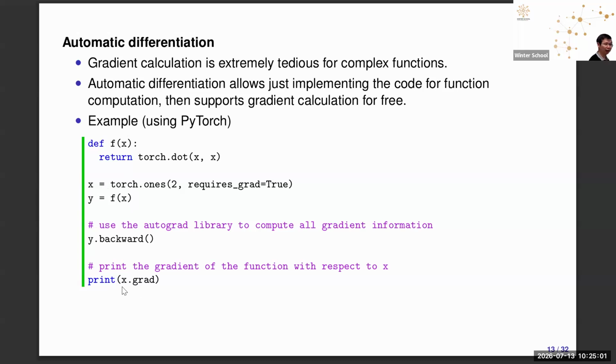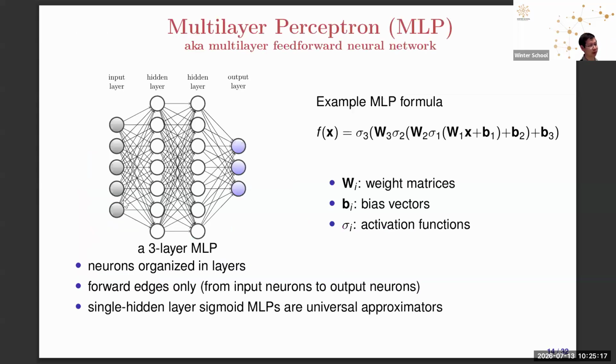And you can replace f by anything that's differentiable. Of course, you can replace that by neural nets, a much more complicated function. So that's how you can actually get the gradient without much effort. So that's about the optimization basics.